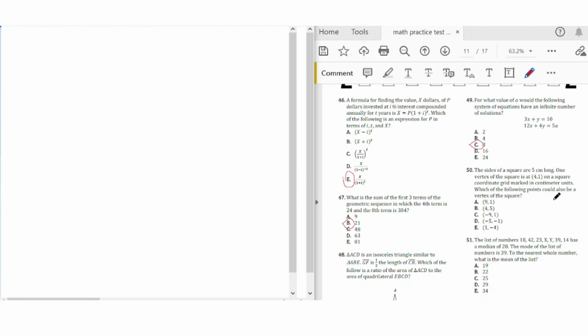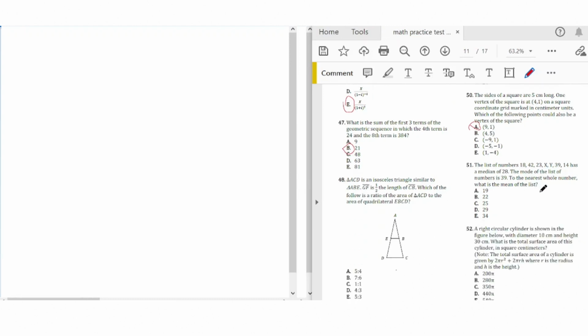Okay, so we know that possible vertices are going to be 5 units to the right, or 5 units to the left, or 5 units down, or 5 units up. So the set of possible vertices is going to be 9, 1, negative 1, 1, 4, 6, and 4, negative 4. So looking at these, 9, 1 is one of the vertices I said, so that looks like our answer. Because notice we have to add 5 to either the x or y, but not both. And we just got lucky that one of the vertices that I said just happened to be the very first answer. Moving on to 51.